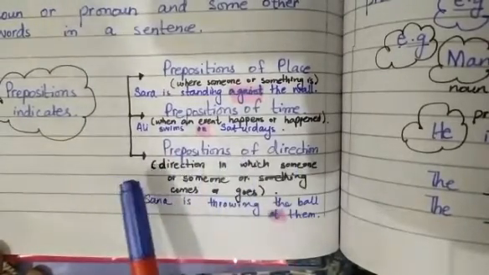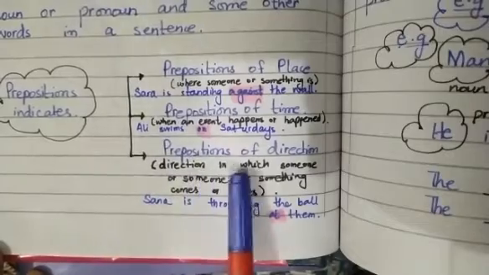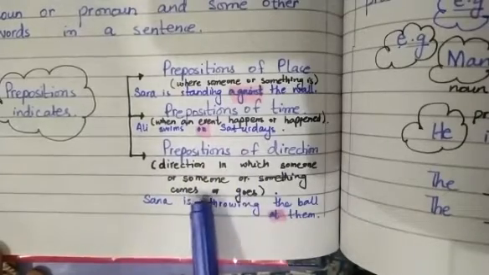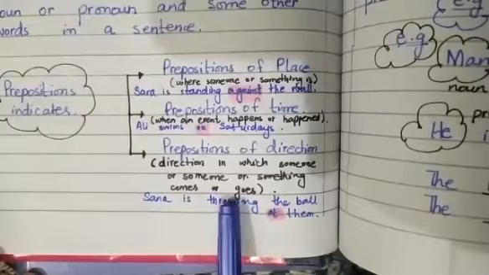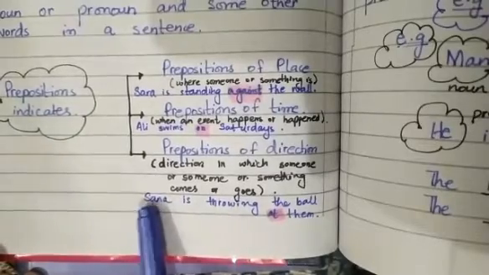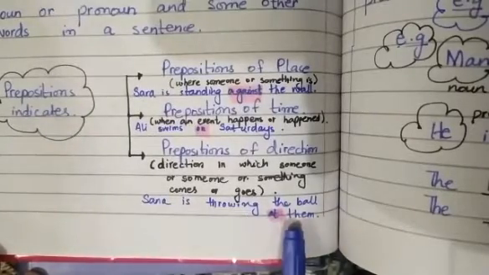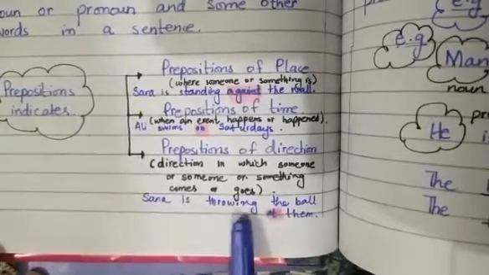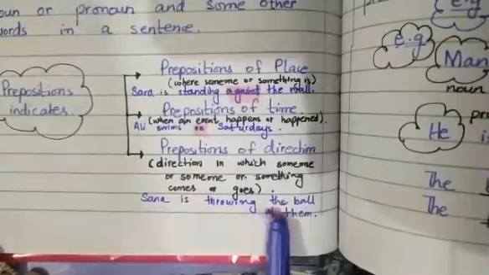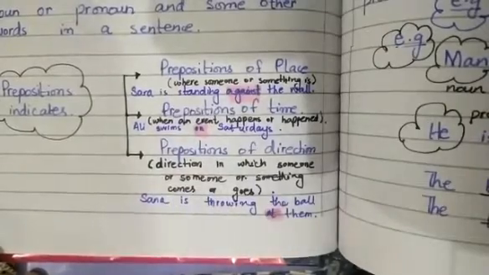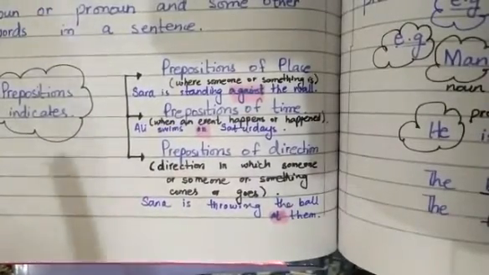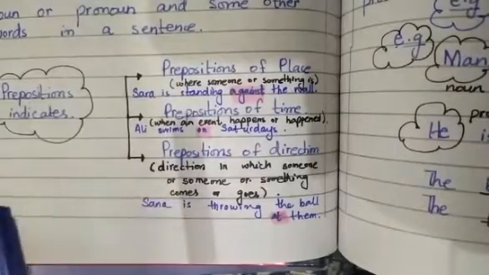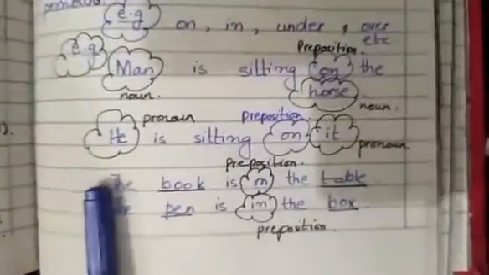Preposition of direction. It indicates the direction in which someone or something comes or goes. For example, Sarah is throwing the ball at them. In which direction is Sarah throwing the ball? At them. At is the preposition of direction. So prepositions are so much easy. I hope you have better understood these.